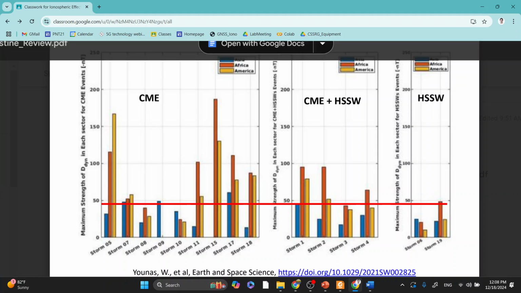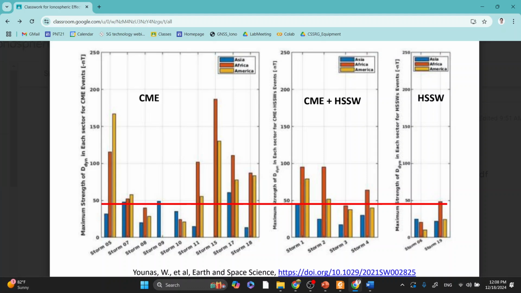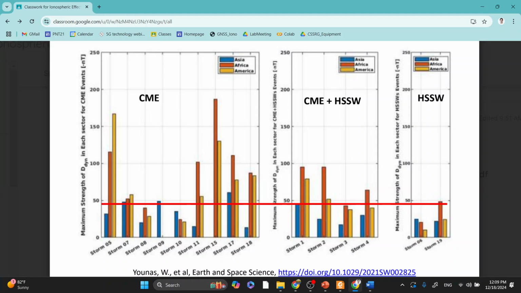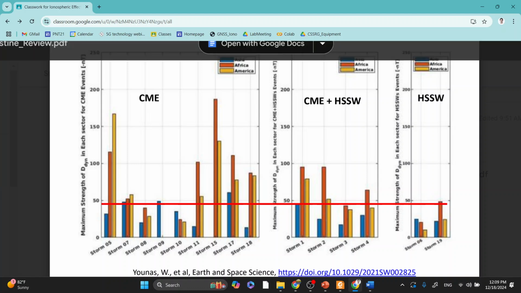It looks like, maybe you can ask Ajahn Lin later when you meet him next week, during different types of solar storm, some storms are classified as CME only. Some storms are classified as CME plus HSW. Some storms are classified as HSSW only. I think it represents high speed solar wave, something like that.